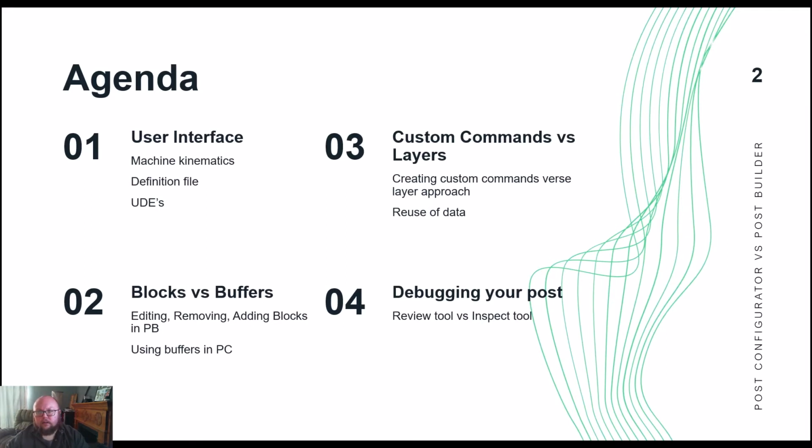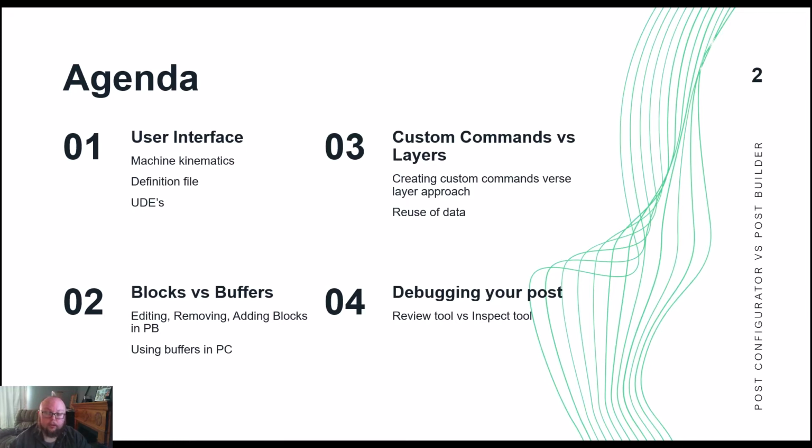So here's our brief agenda that we're going to look at. I'm just going to review the user interface and talk about some of the high-level topics. How do we specify machine kinematics? Where's our definition file, with all the settings being created for our different blocks and different words and things like that, as well as UDEs, our user-defined events.